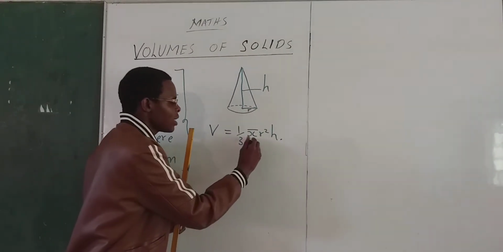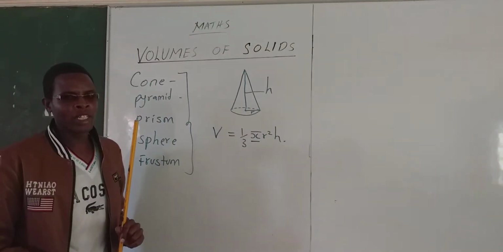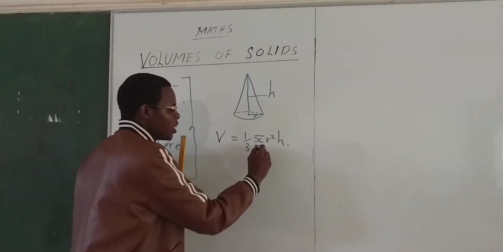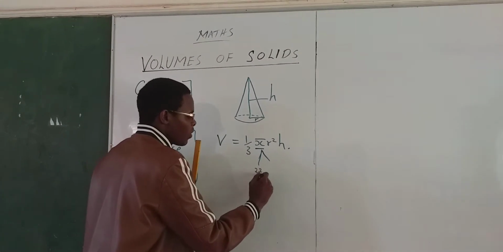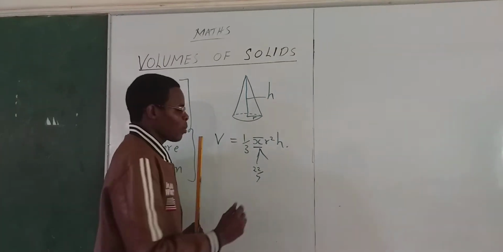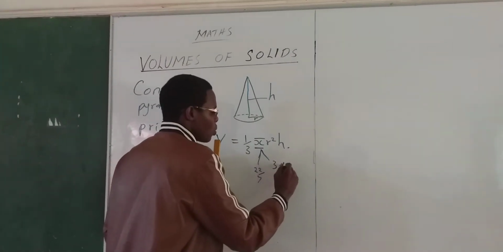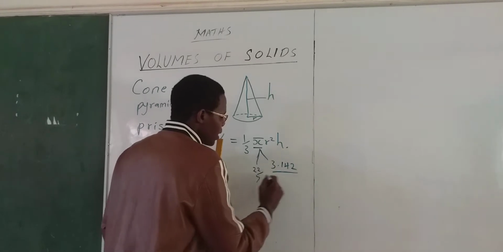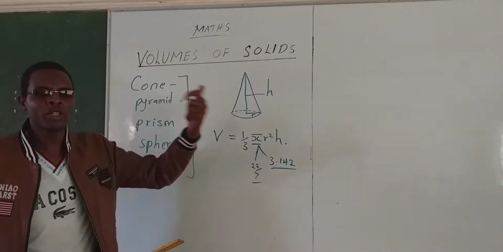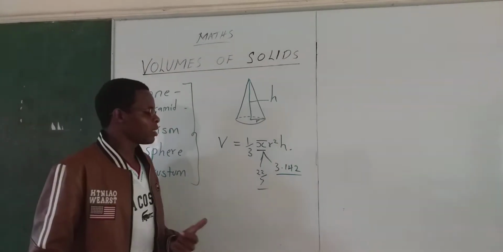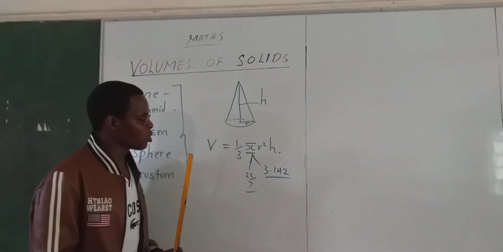Remember in this case, pi is a constant. Our pi is always equivalent to 22/7, or in terms of decimal places, 3.142. Pi is always constant in any mathematical calculation.